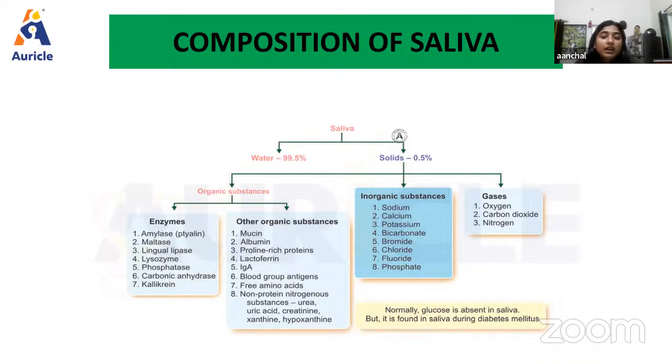Then we have inorganic substances, which include sodium, calcium, potassium, bicarbonate, bromide, chloride, fluoride, and phosphate. In saliva, some gases are also present, that is oxygen, CO2, nitrogen. Normally, glucose is absent in saliva, but it is found in saliva in the case of diabetes mellitus. So in any person suffering from diabetes mellitus, the saliva may indicate the presence of glucose.